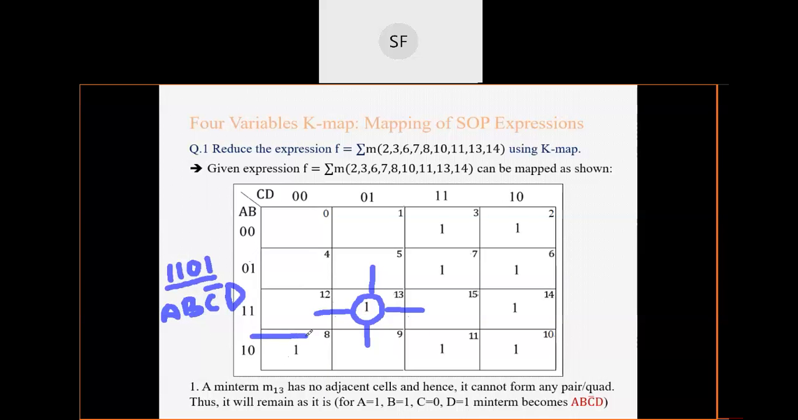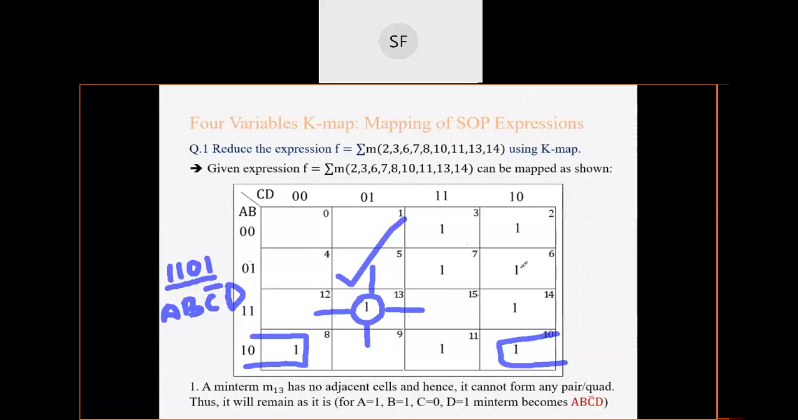So you can form a pair for this one and this corner one. Corner में हमेशा ध्यान में रखना. ठीक है. So these two will form one pair. Okay, so total 3 quads, one pair, and one individual term or one isolated term. So total 5 terms will be there in your minimized expression.